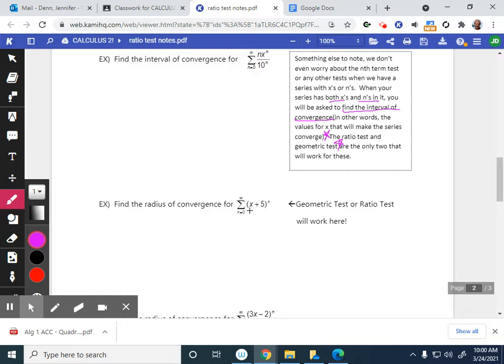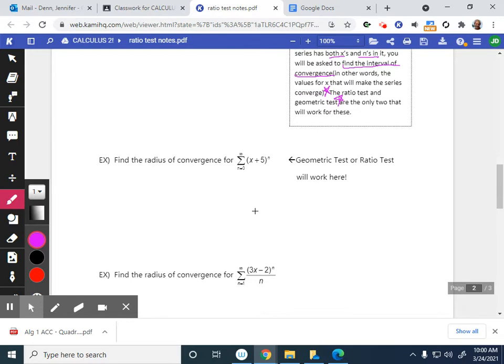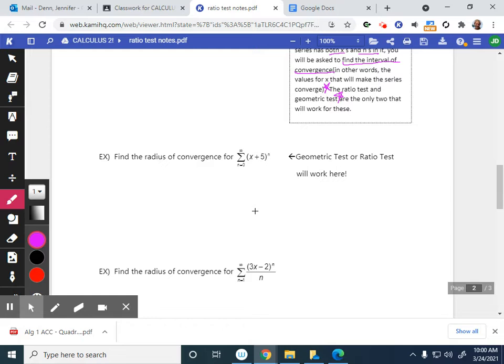This is a geometric series. We don't know what x is. We're going to figure out what values for x will make this converge. So let me actually start with that. And then when I do it a second time, I'll do it with the ratio test.